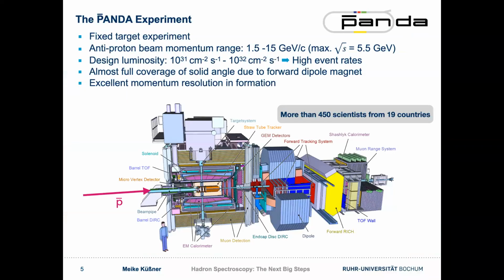The PANDA experiment will be a fixed target experiment with an antiproton beam in the momentum range of 1.5 to 15 GeV, which means a maximum invariant mass of 5.5 GeV. And the design luminosity reaches from 10^31 to 10^32, which means that PANDA will be able to study physics cases with high event rates. Due to the design of the detector, PANDA will have an almost full coverage of the solid angle due to the forward spectrometer and the forward dipole magnet, and will have an excellent momentum resolution, which we also heard about in the talk by Frank Nerling.